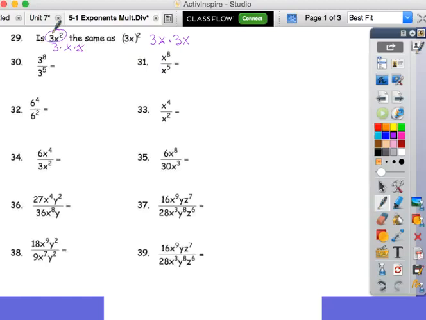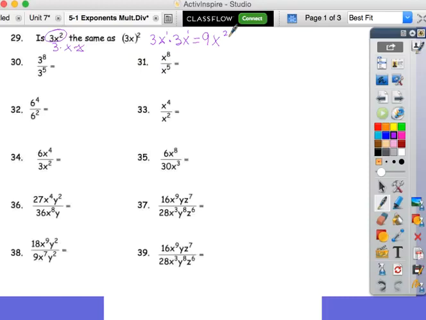But 3x squared is 3x times 3x, which you know now is what? 9x squared, right? And so they're not the same, are they? 3x squared is not the same as 9x squared. See how the parentheses make a difference? Okay? All right, now we're going to go on to division rules.